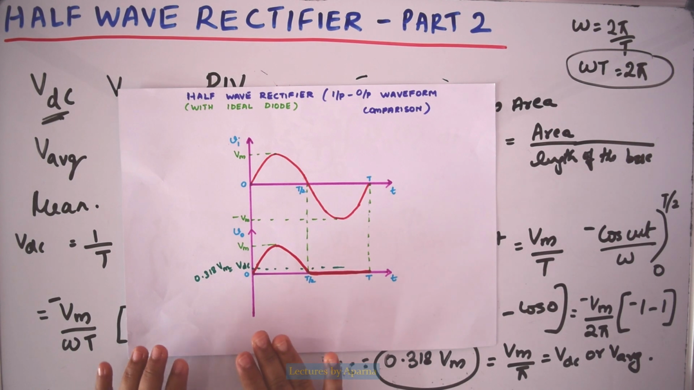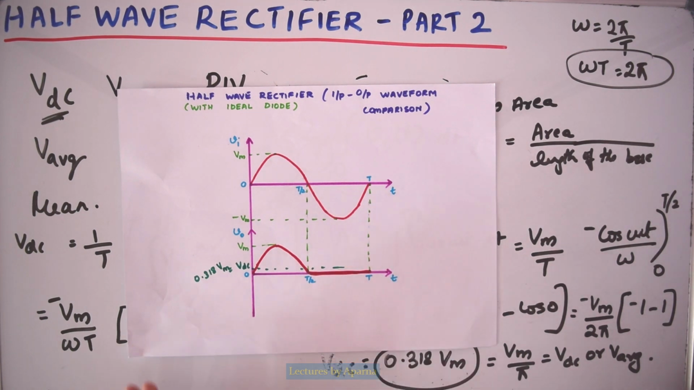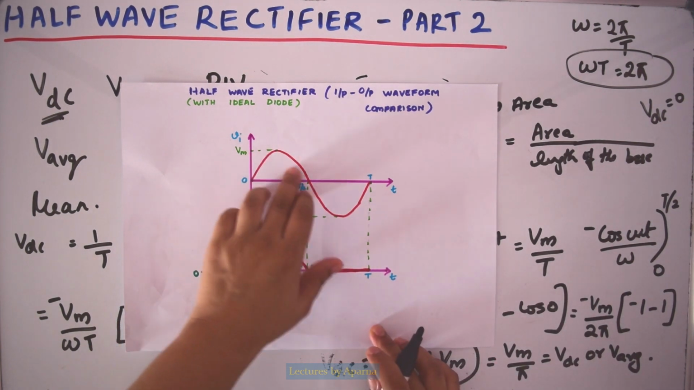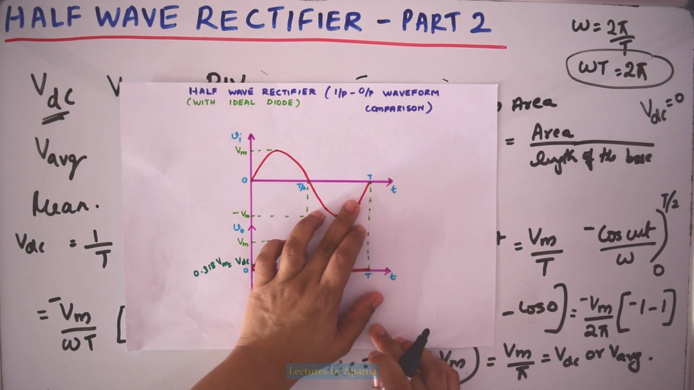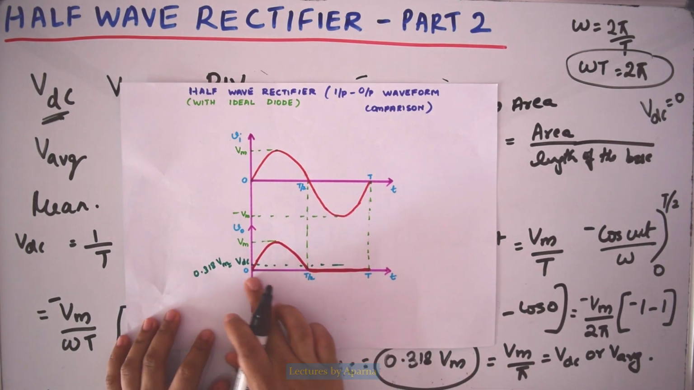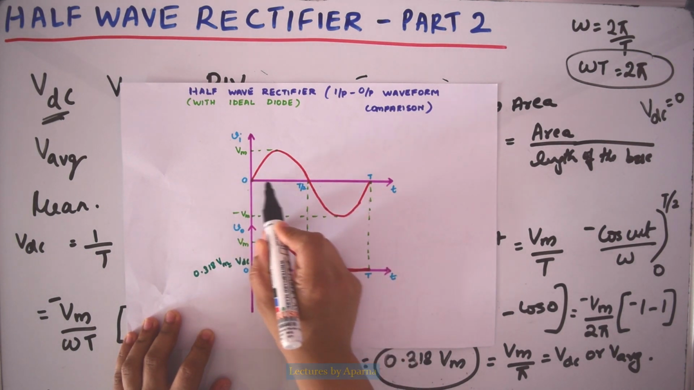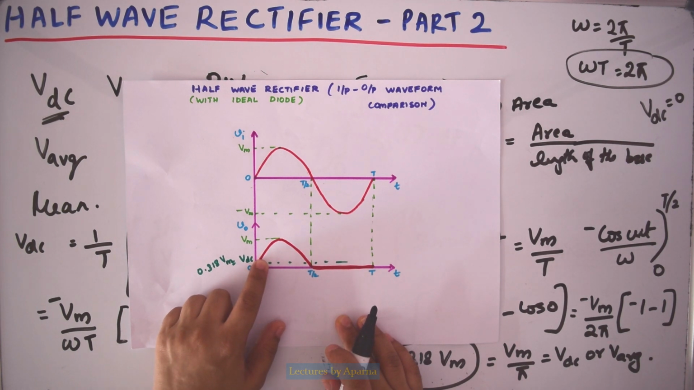VDC is the DC component in the voltage waveform. In a pure sine wave, VDC will be equal to 0, because the area in this portion will cancel with area in this portion. But after rectification, the DC value which was initially here in this portion will get shifted slightly upwards.